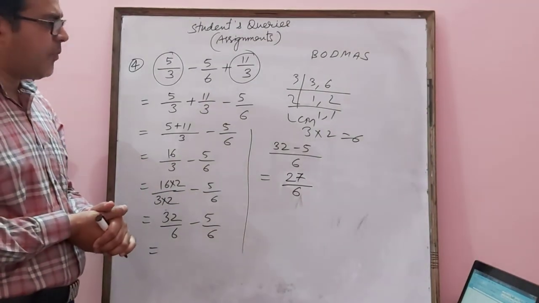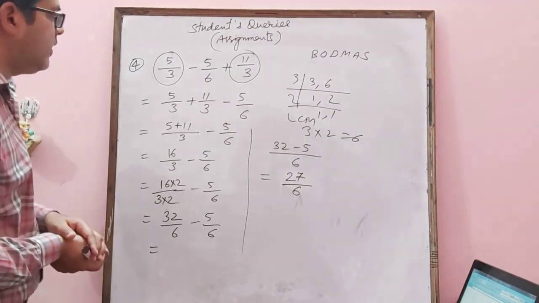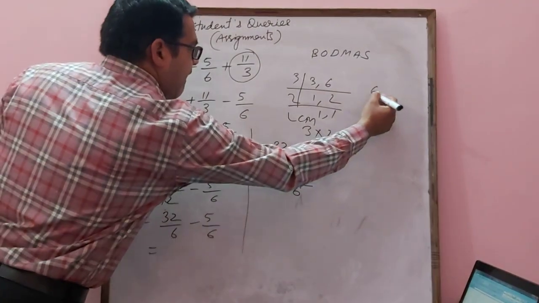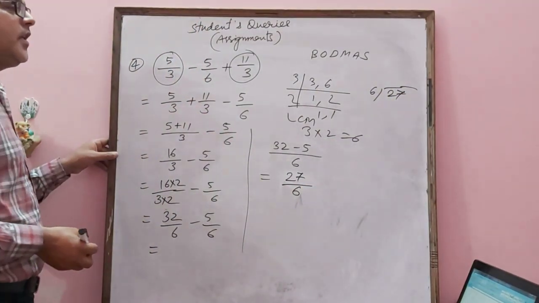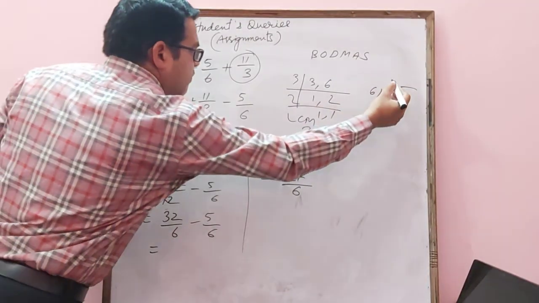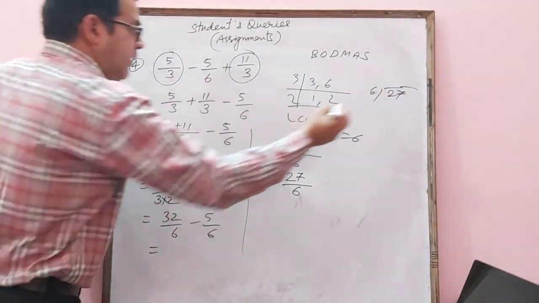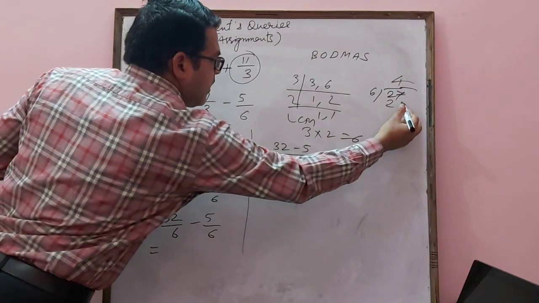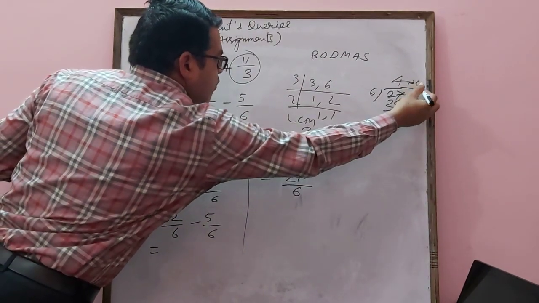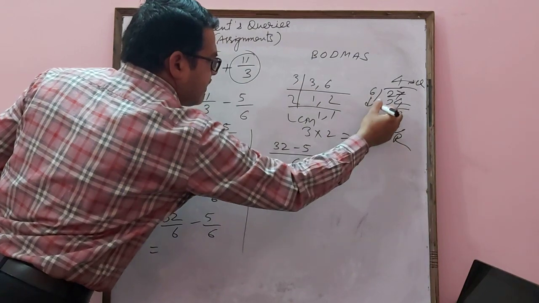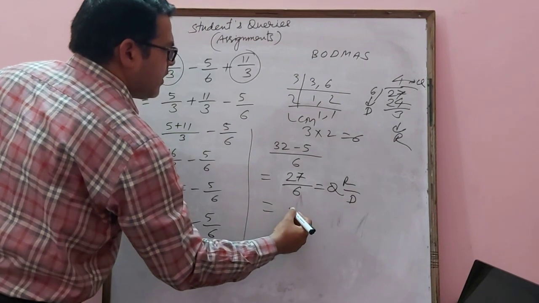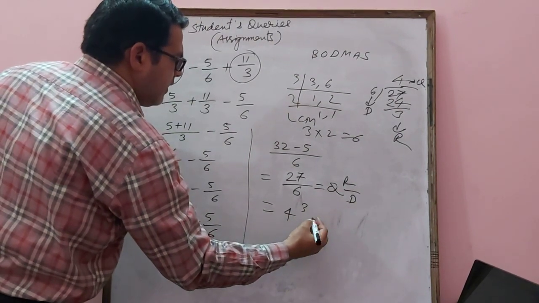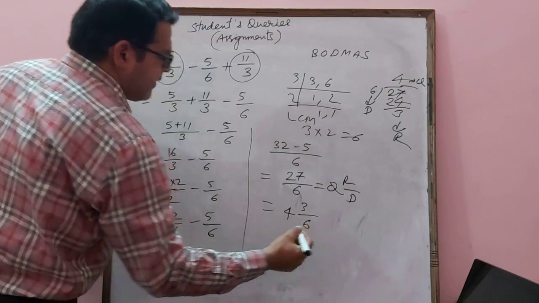Hope you understand. Now you can see here, this is improper fraction. We have to convert this one into mixed. You know how to convert in mixed? Where 27 comes in the table of 6. 6 5s are 30. 30 is the bigger one, so 4 times. 24, 3. This is quotient, this is remainder, and this is divisor. So we can write it quotient, remainder by divisor. Quotient is 4, remainder is 3, and divisor is 6.